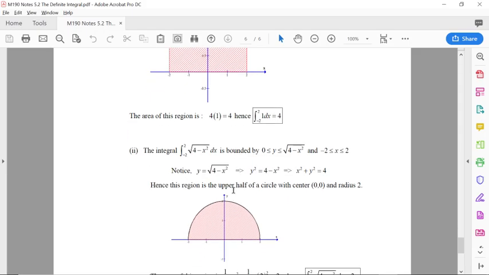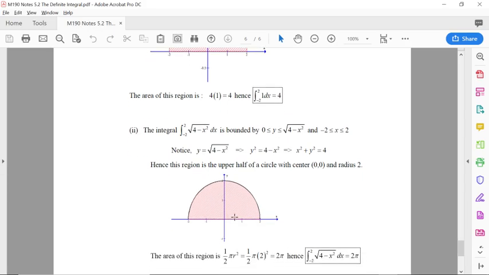So we can graph the circle, but we only graph the upper half of that circle. Why? Well, first off, this had to be a function. A full circle wouldn't pass the vertical line test, but also, again, y is not negative because this is not negative. So we want the circle, but only where y is not negative. Hence, we have the upper half of a circle of radius 2 centered at 0, 0.